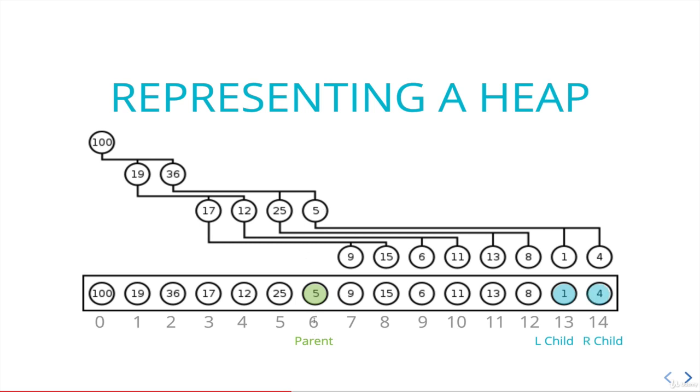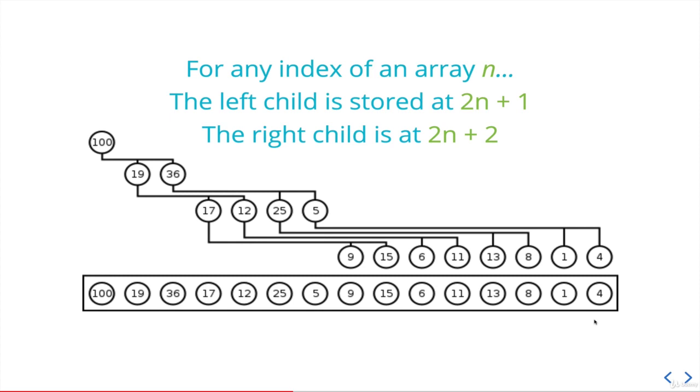So index 6 was the parent index, not indices, and its left child was 13, its right child was 14. So what's the relationship here? For any index n inside of an array, the left child is stored at 2n + 1, and the right child is at 2n + 2.